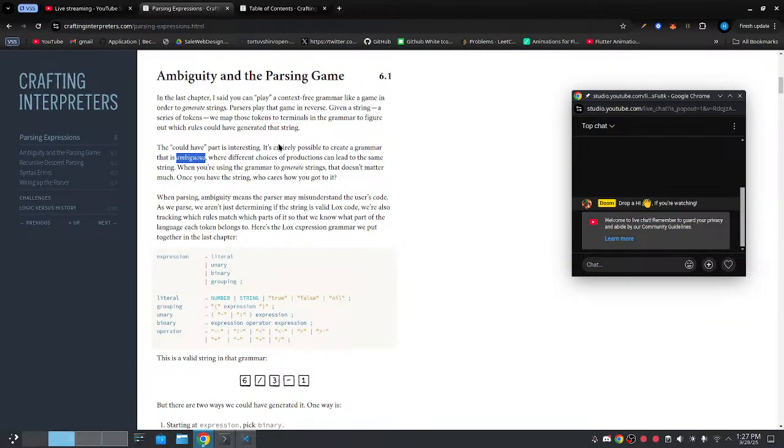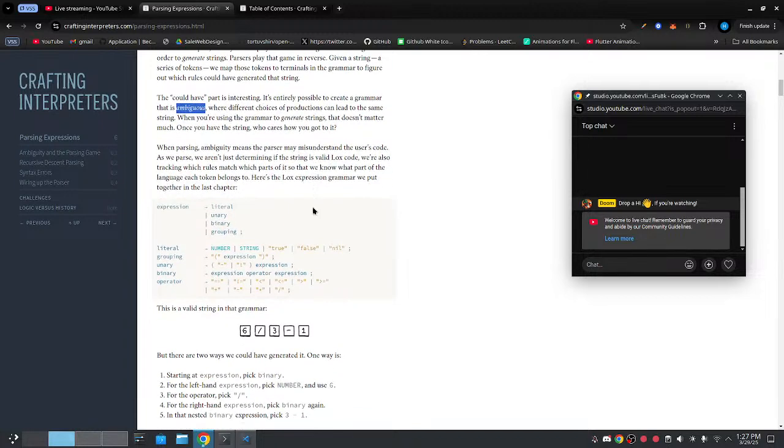When parsing, ambiguity means that the parser may misunderstand the user's code. As we parse, we are not just determining if the string is valid Lox code. We are also tracking which rules match which part of it so that we know what part of the language each token belongs to. Take the expression grammar we put together in the last chapter.